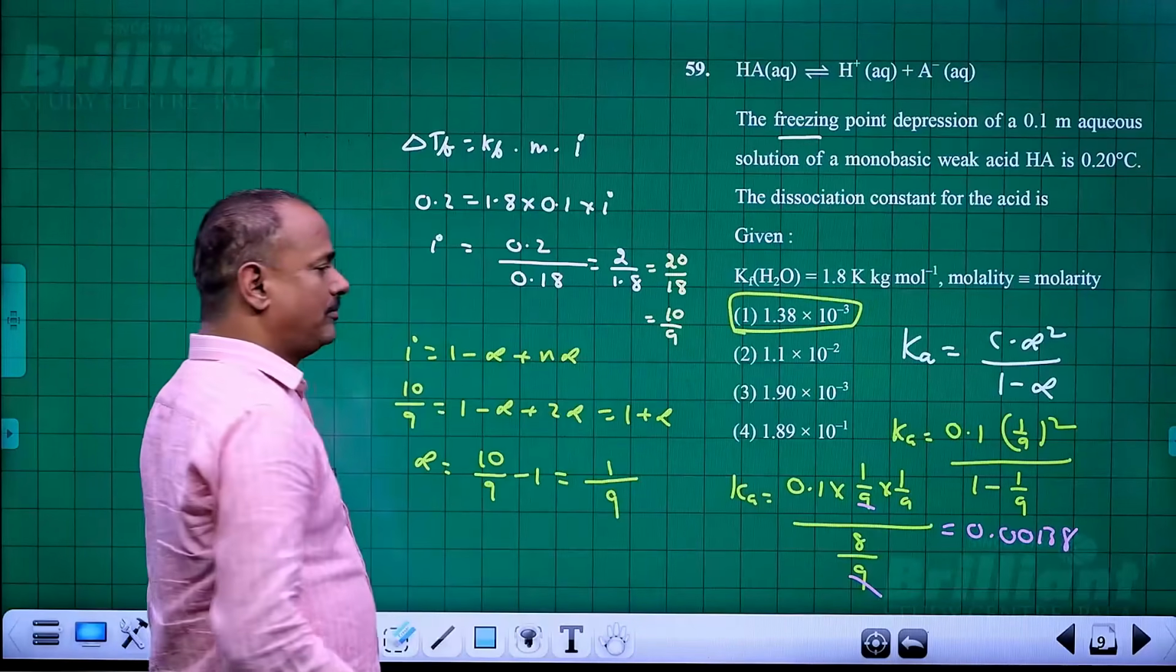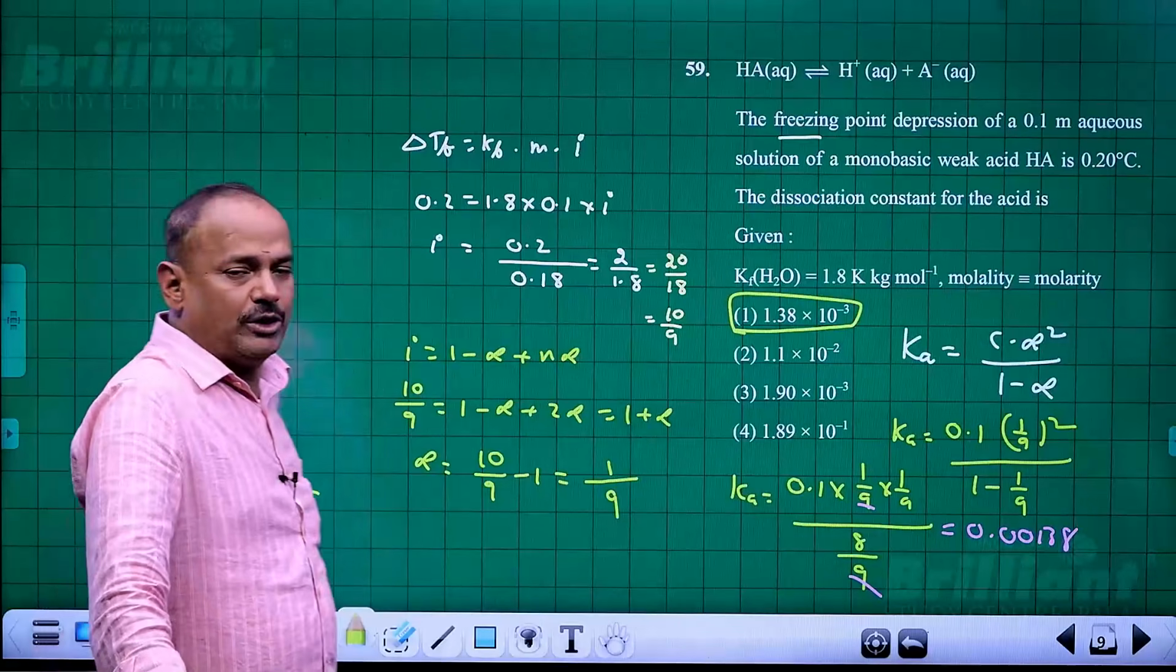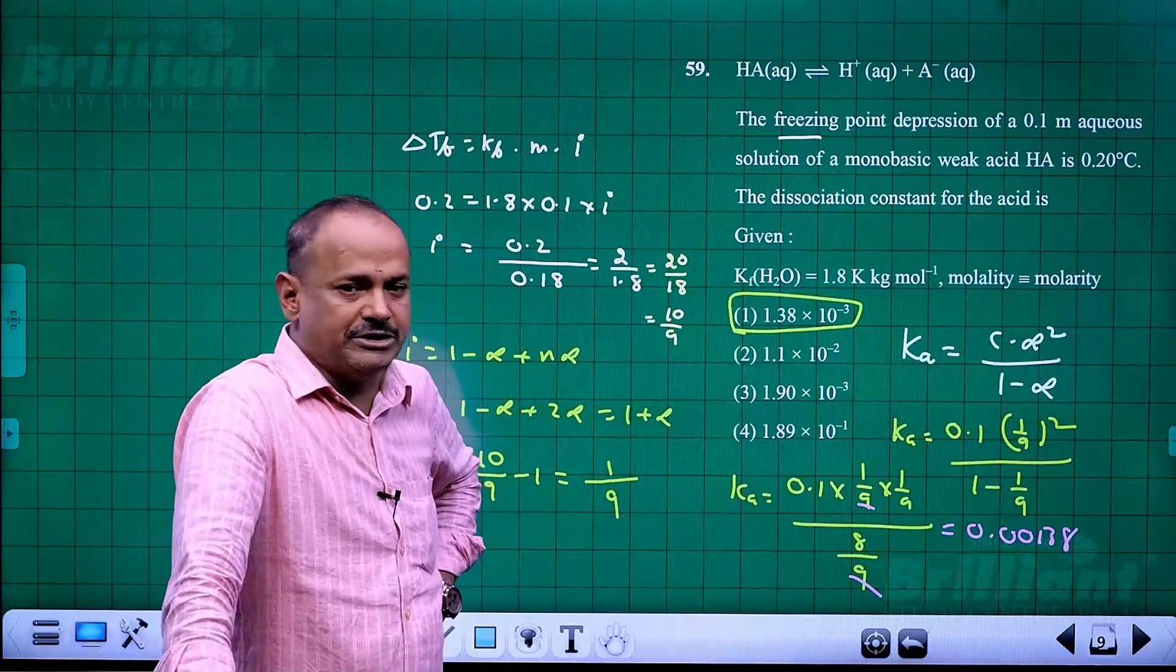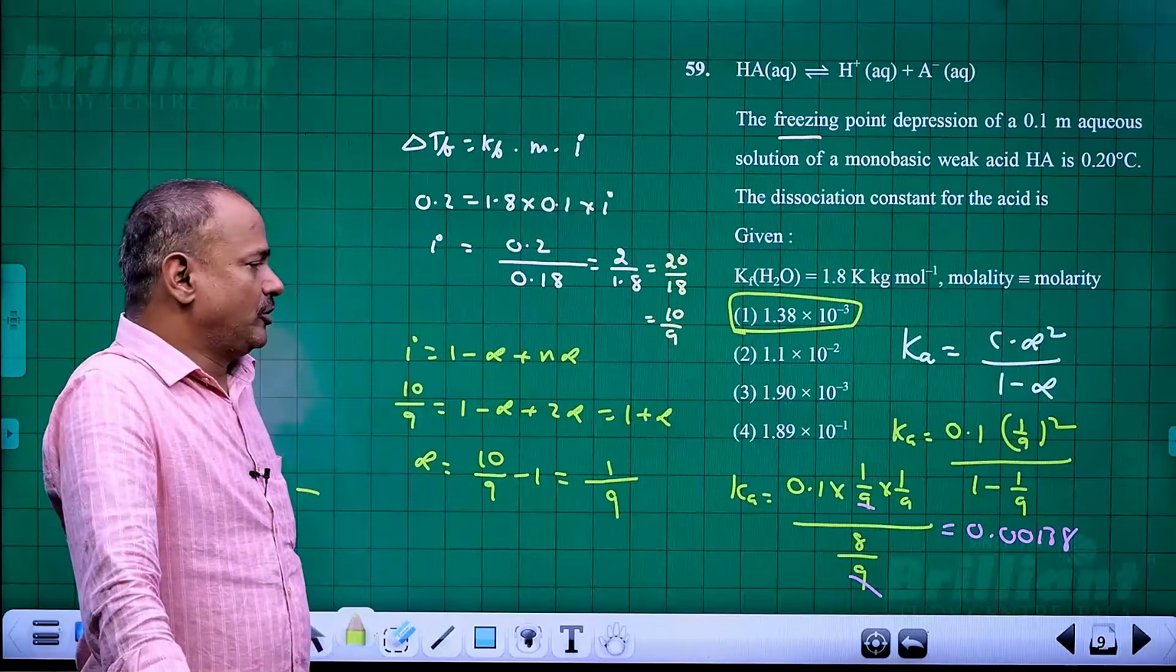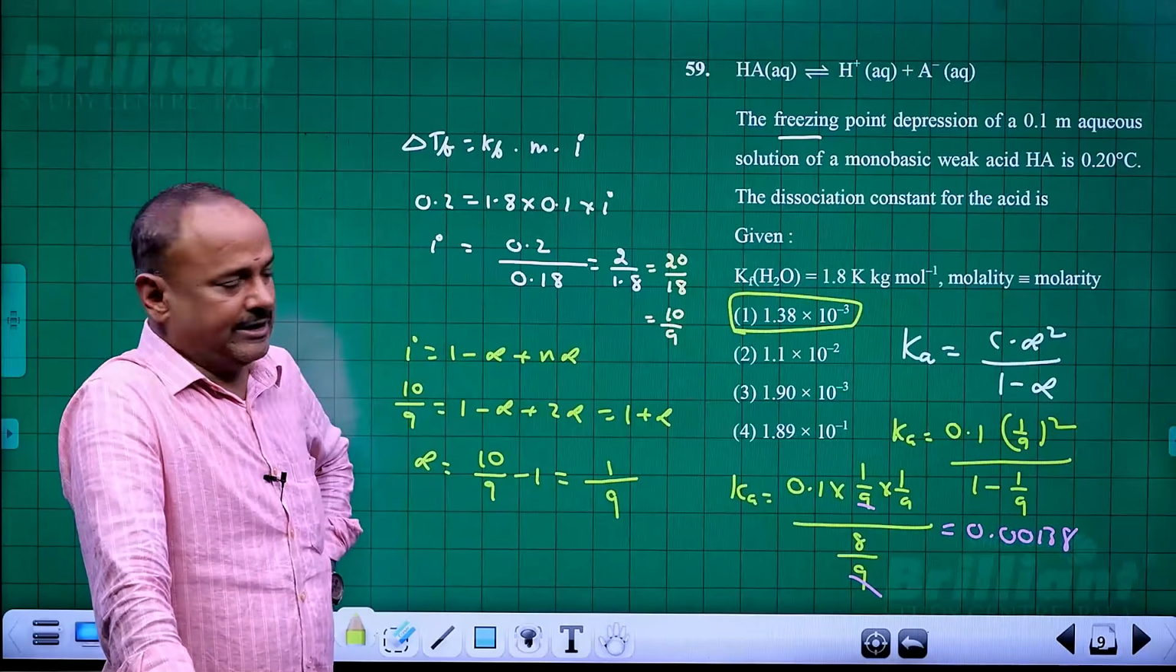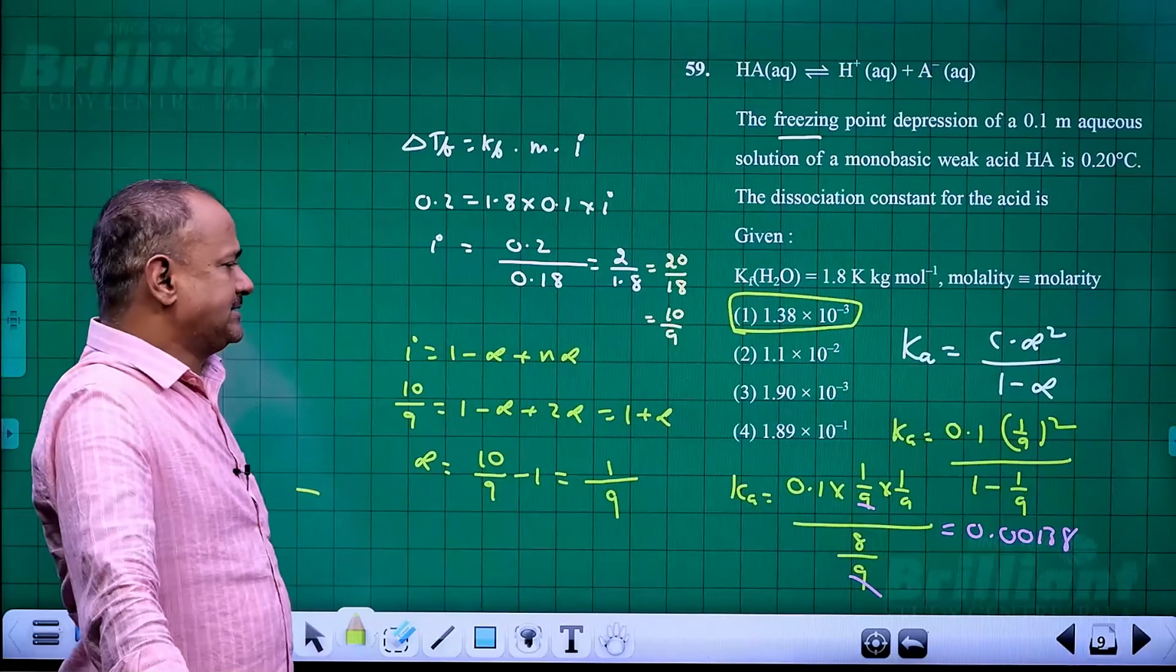If the alpha value is 0.01 or below 0.01, you can neglect it. But if it is closer to 0.1, it is not neglected. That's why take the full formula, 1 minus alpha only.